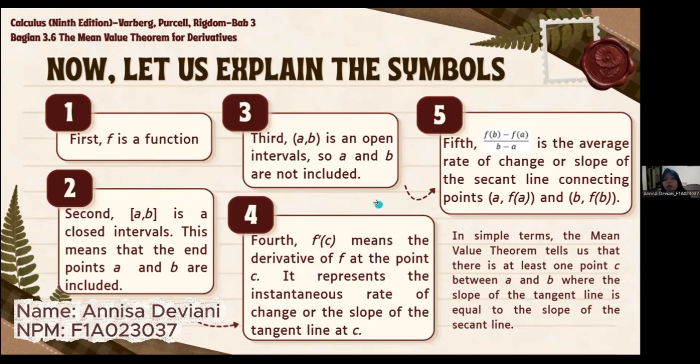Fifth, (f(b) minus f(a)) over (b minus a) is the average rate of change, or the slope of the secant line connecting points (a, f(a)) and (b, f(b)). In simple terms, the mean value theorem tells us that there is at least one point c between a and b where the slope of the tangent line is equal to the slope of the secant line.